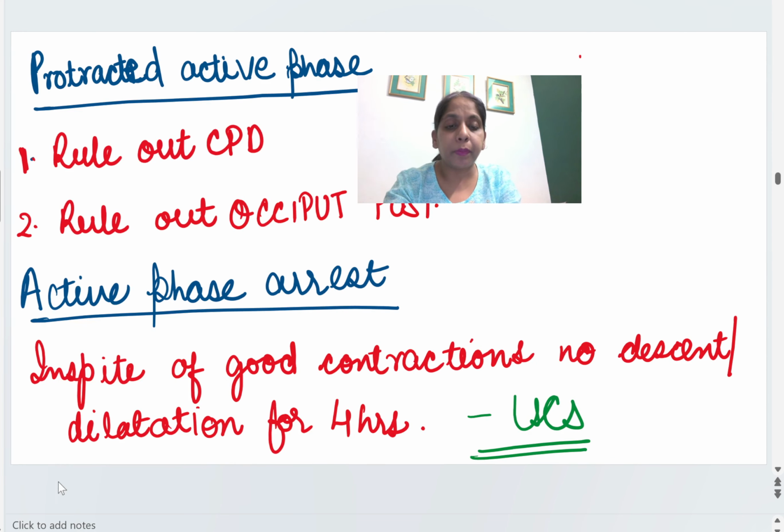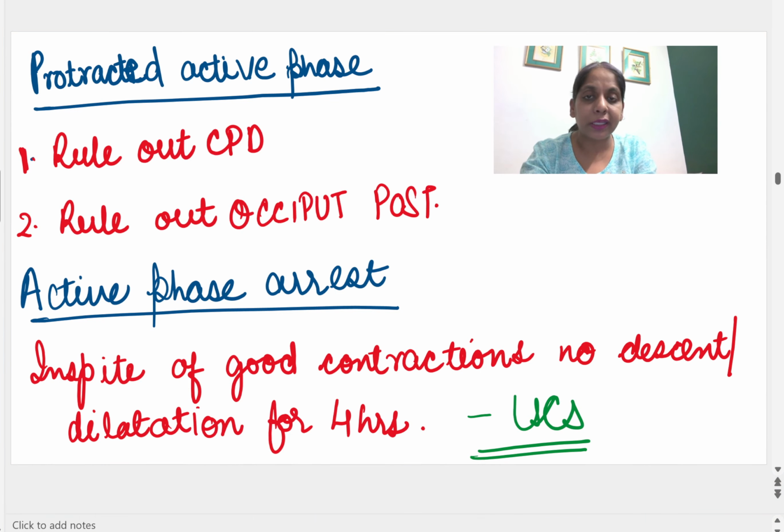Now what is protracted active phase? Protracted means slow हो गया, ठीक है, जिस speed पे होना चाहिए था नहीं हो रहा. 1 centimeter per hour से dilate नहीं हो रहा है cervix. It is like half centimeter per hour like this. Okay, so what you are going to do when there is a slowing, a protracted active phase?